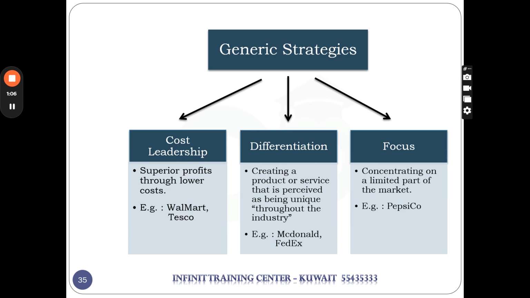Cost leadership: superior profits through lower cost. Your cost is so low that people come and buy from you in bulk quantity. An example is Walmart or Tesco. Differentiation: creating a product or service that is perceived to be unique throughout the industry. So you have a uniqueness, and because of that, people are coming and buying from you. Then focus: concentrating on a limited part of the market. So these are the three generic strategies as per Porter.